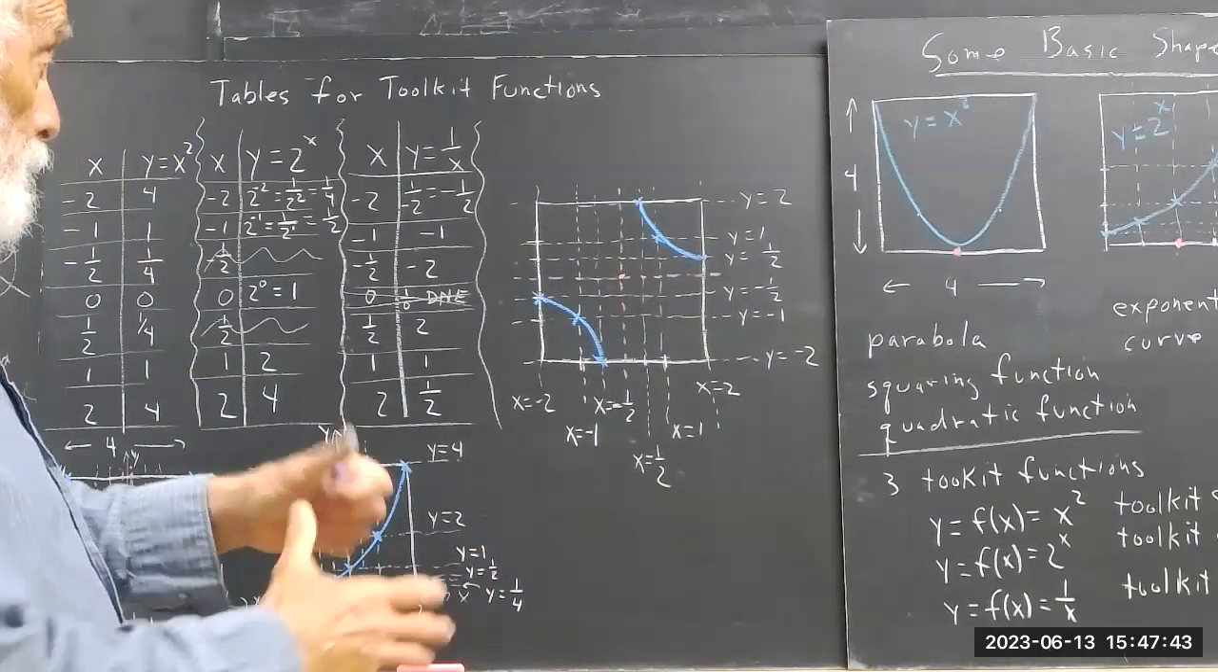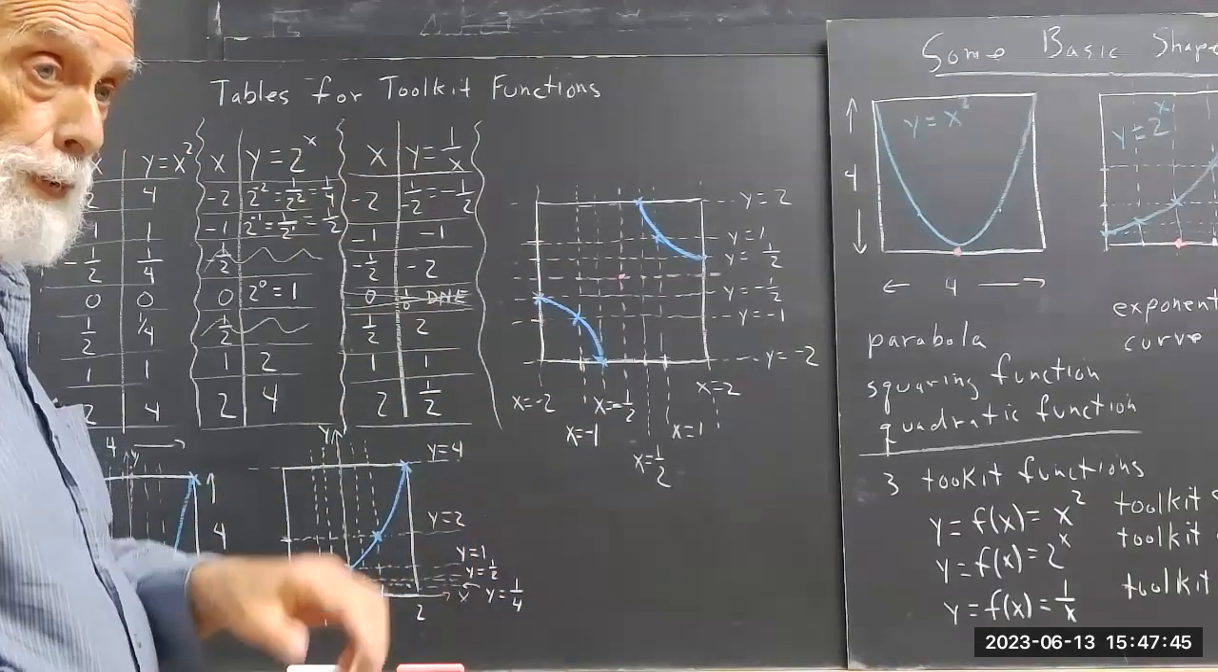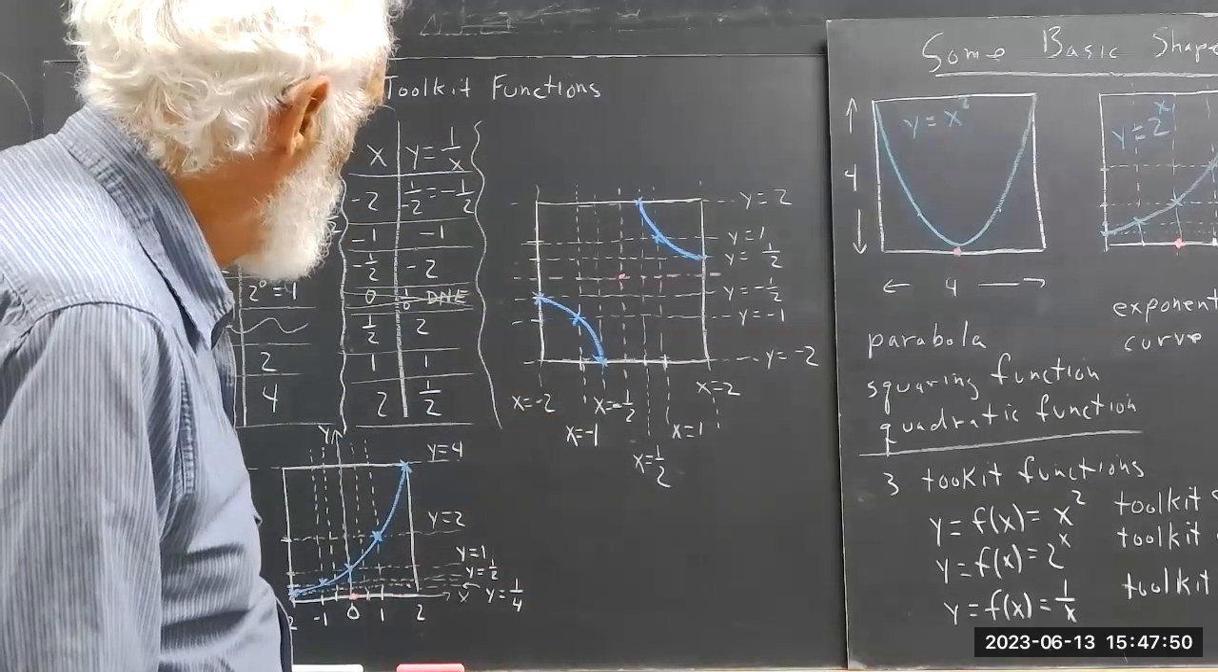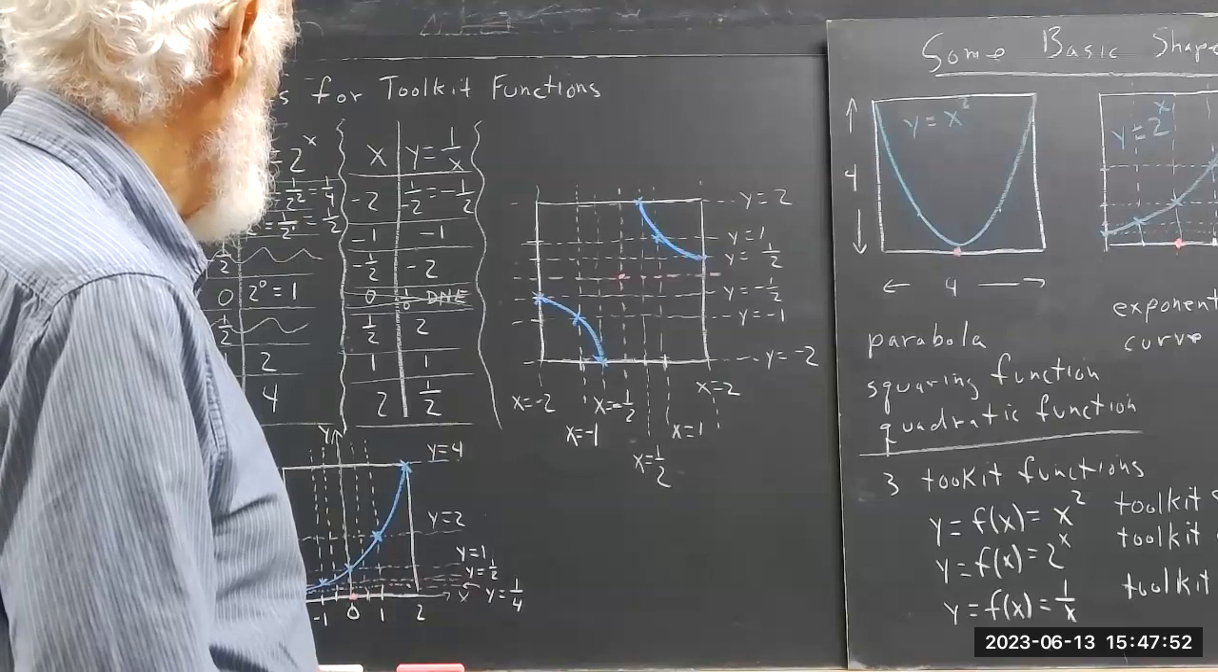Of course, the graph could be extended beyond the 4x4 rectangle, but for the toolkit functions, you kind of stick with the 4x4 rectangle, at least when we're starting out. Okay.